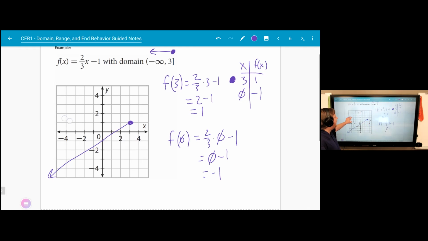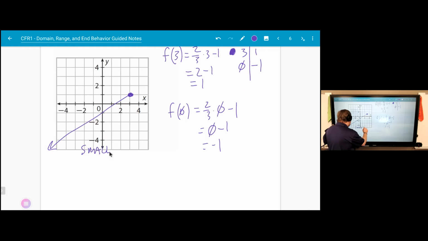Okay, and now I need to do the same thing. I need to do small y, my small y. I need to do my big Y. Well, my smallest y, this never stops going down. This will always, always continue to go down.